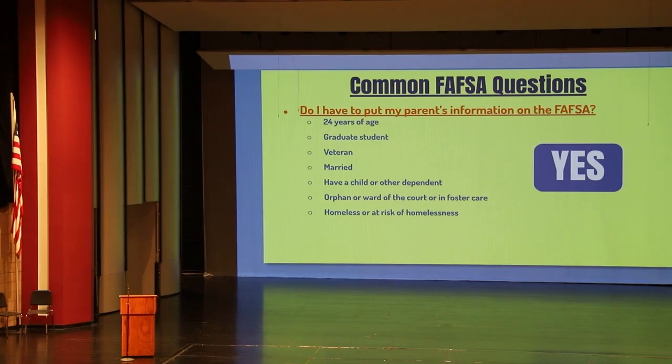If you're a graduate student, most of your students here will not be. If your student's a veteran, or if they're married, or if they have their own dependent that they support. If they're an orphan or a ward of the court or in foster care, they don't put their parents' information down. Or if they're homeless or at risk of being homeless, you wouldn't put your parents down as well. The FAFSA will ask the student all of these questions, and they'll answer yes or no accordingly.